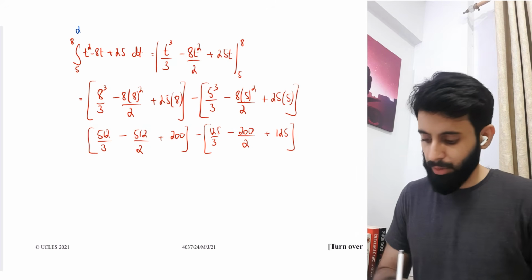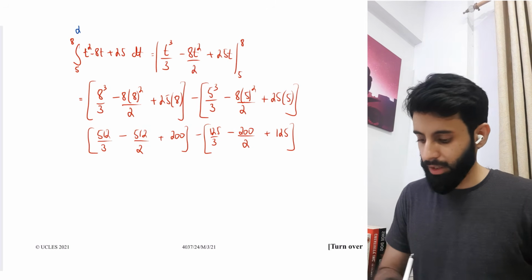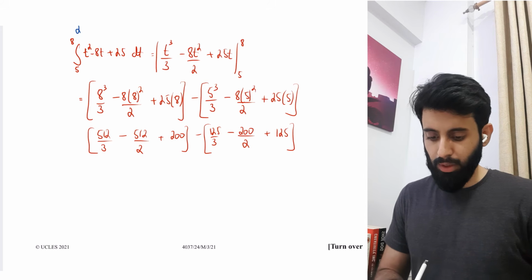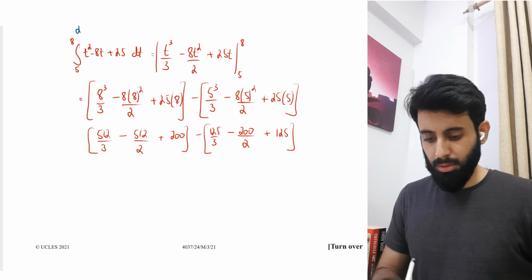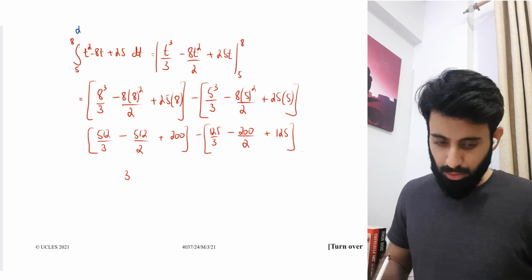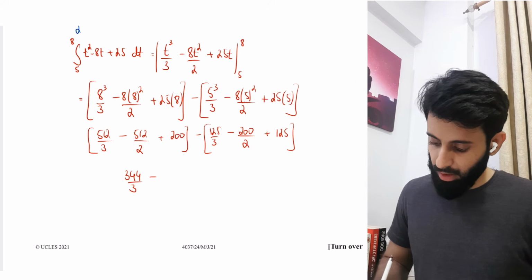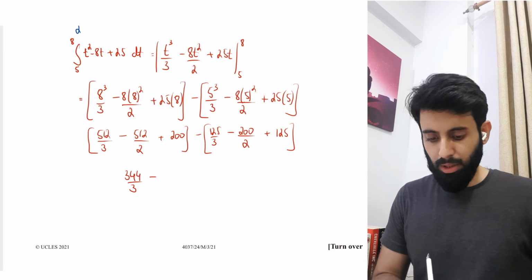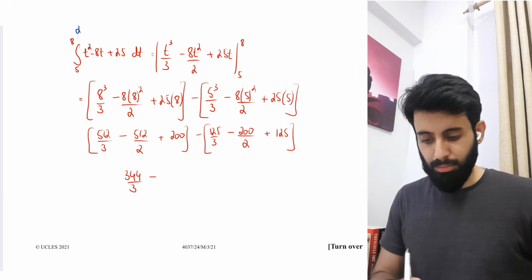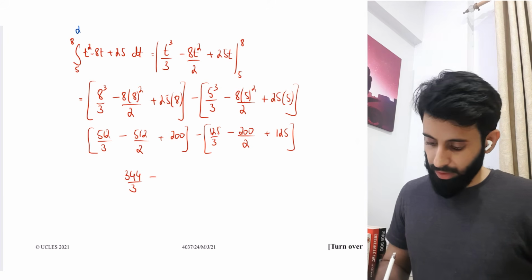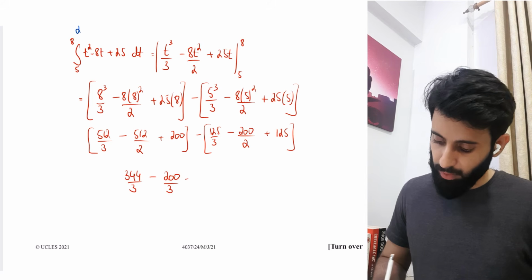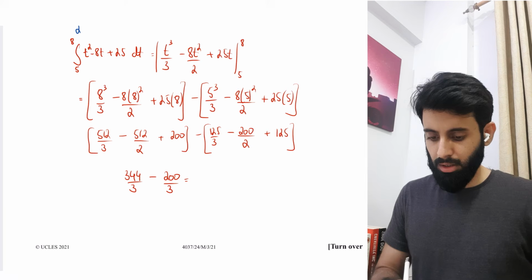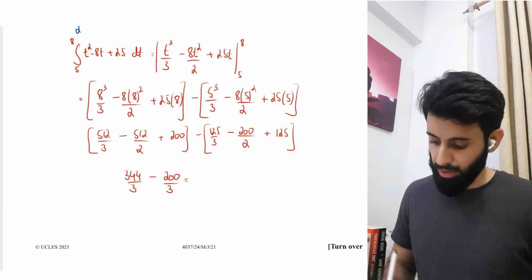Okay, so let's work this out one by one. So 512 divided by 3 minus 512 upon 2 plus 200. So this is equal to 344 upon 3, and from it let's subtract this. So we're looking at 125 upon 3 minus 200 upon 2, which is just 100. So I'm going to write it as that, plus 125. So we're looking at 200 upon 3. Okay, so this turns out to be 344 minus 200 is equal to 144. Dividing it by 3 is equal to 48.